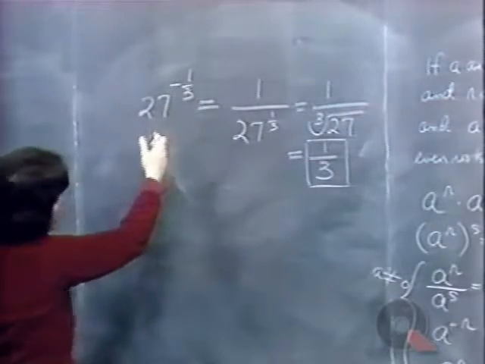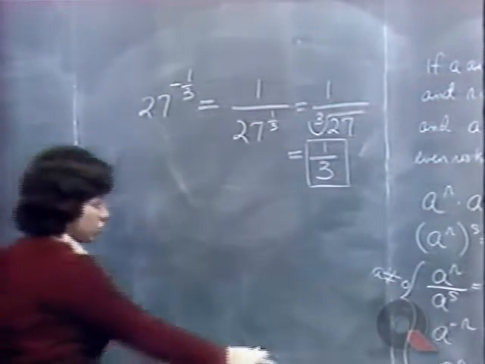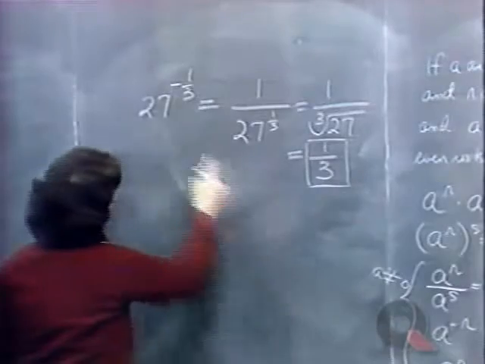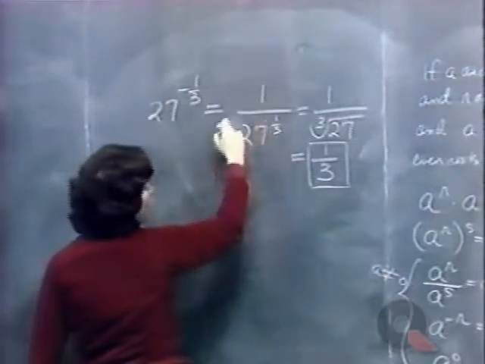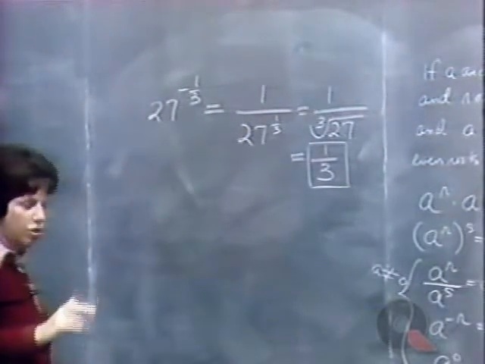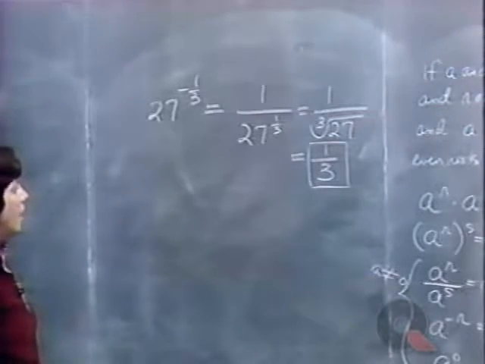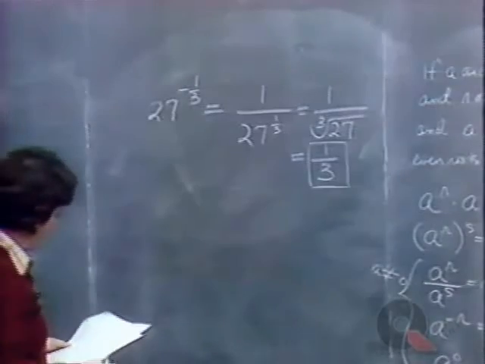In general, it's a good idea when you have negative exponents to make use of this rule here, so that you can say 27 to the minus 1/3 is 1 over 27 to the 1/3, reduce it to positive exponents, and then handle it the traditional way.